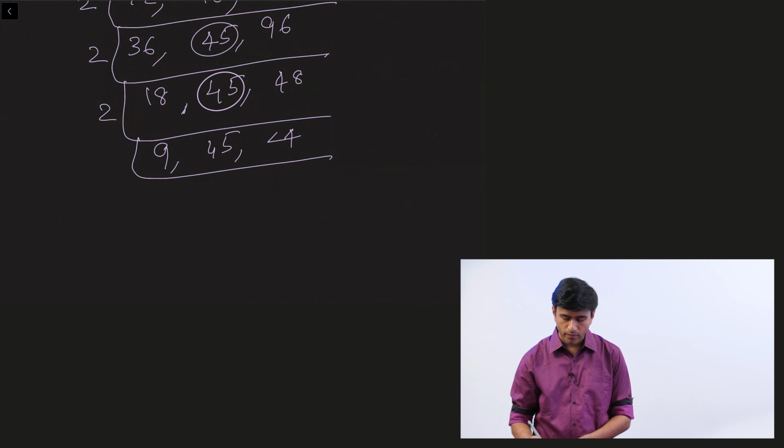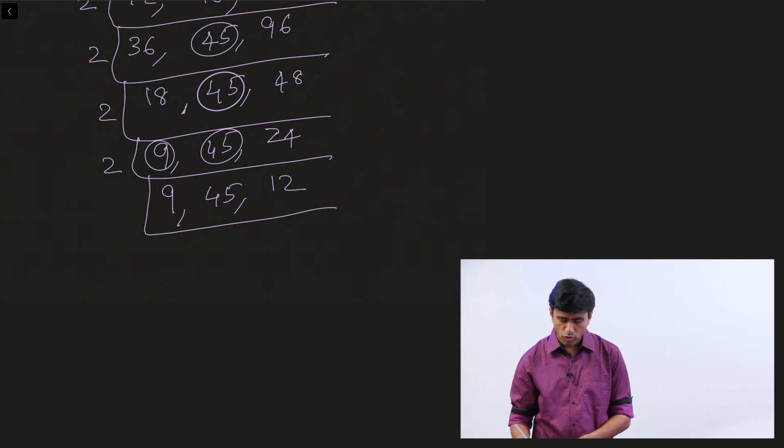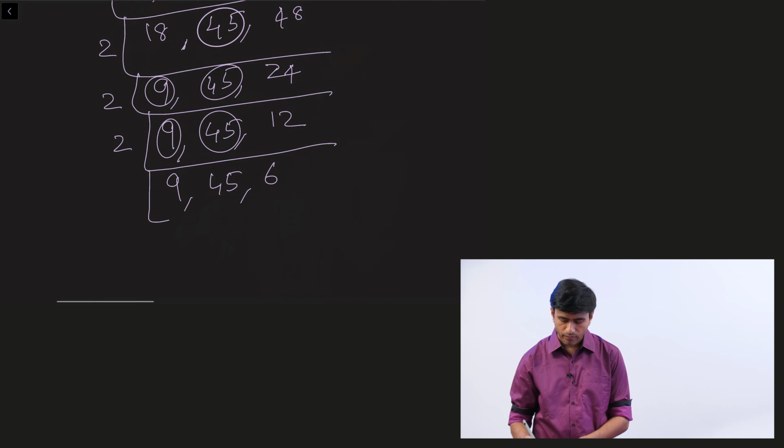2 2s are 4. 2 9 is also brought down as it is because it is not divisible by 2. Same with 45. 2 1s are 2. 2 9 is as it is, 45 is as it is, 6. 2 9 45 3 is.